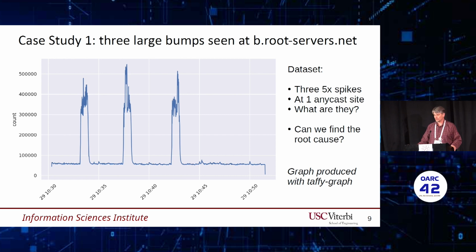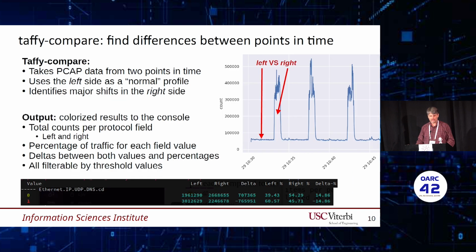So I'm going to go into two case studies. Both are traffic from b.rootservers.net. The first one is these three large spikes that we saw on one Anycast instance. They're not huge, but they're interesting because they have three large spikes and then they went away. Can we find the root cause? It was not easy to do by hand.